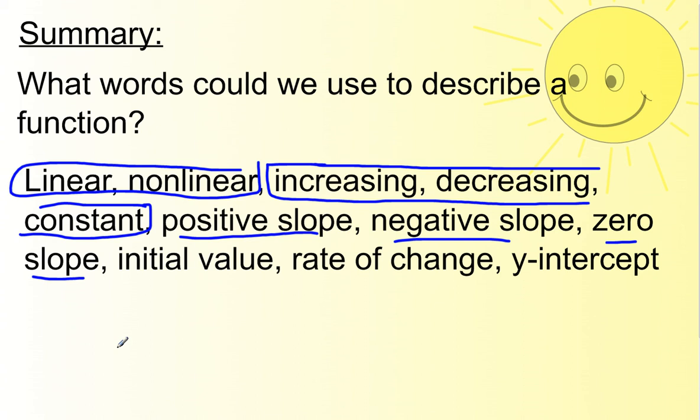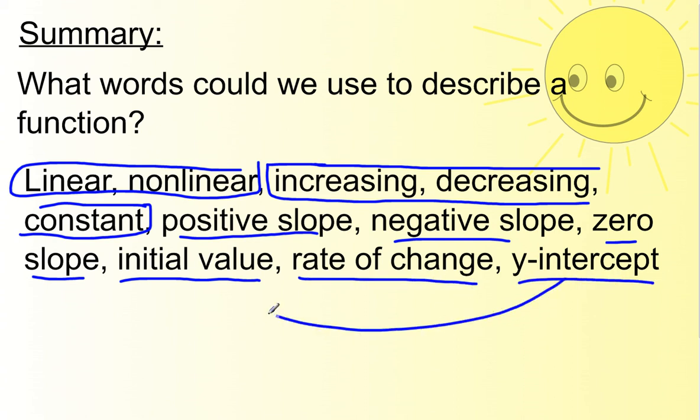Some things we really didn't talk about much in this lesson, but the initial value we've used to describe a function. The rate of change we've used to describe a function. The y-intercept, which is initial value. The slope, which is a rate of change. So there's lots of ways we can use to describe a function.